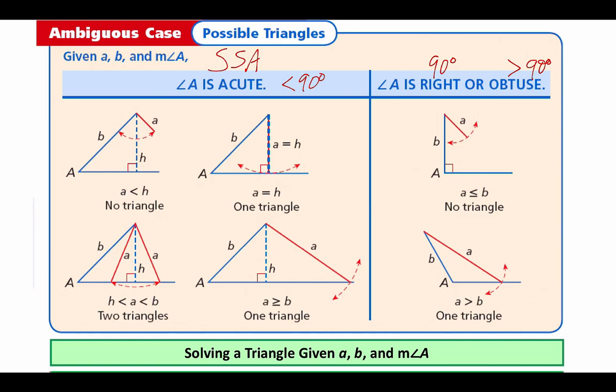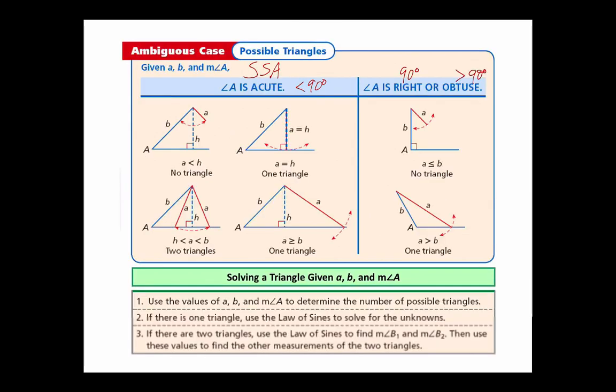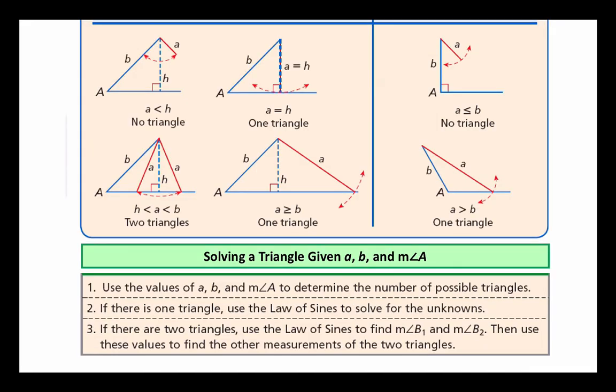So when you're solving a triangle and you're given two sides and an angle, the angle not between them, the first thing you've got to do is figure out the values of A, B, and the measure of angle A to determine the number of possible triangles. If there's only one triangle, we get to use the law of sines. Now, if there are two triangles, that's where it becomes tricky. That's where we're going to focus on the honors in the next section. We're going to use the law of sines to find two different possible angles, B sub 1 and B sub 2. Again, we'll worry about that if you're in honors.